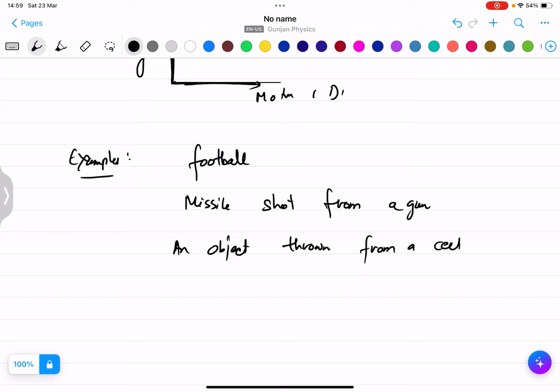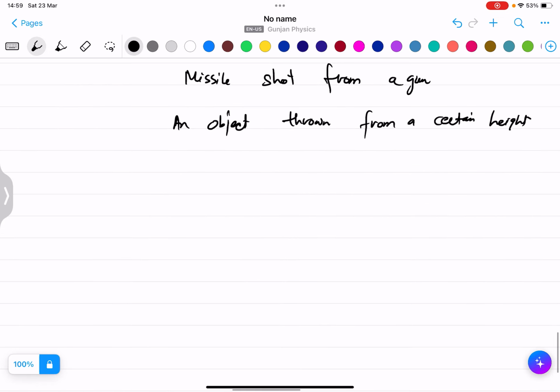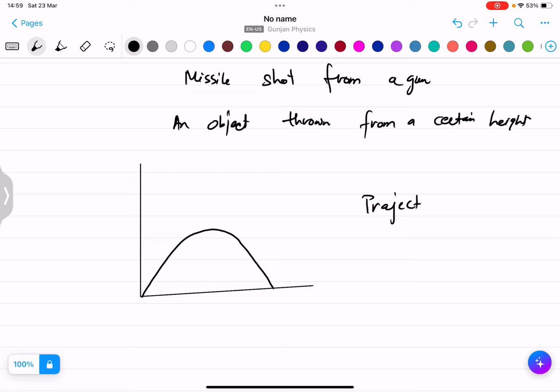Okay, these are some of the examples of projectile motion. Now, just one more thing I need to explain about projectile motion. There is a term trajectory, and there is a term parabola.